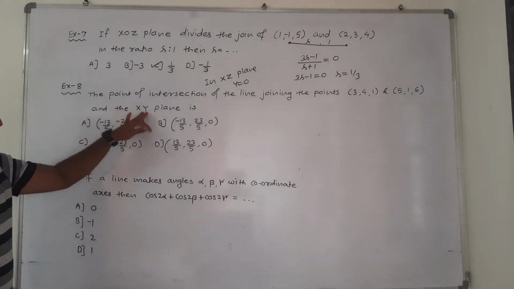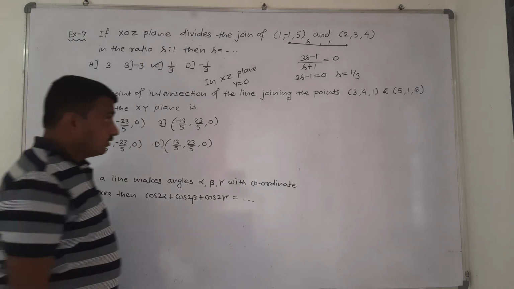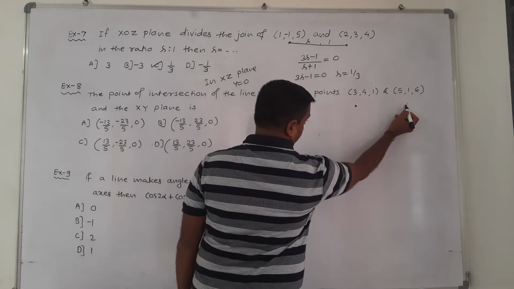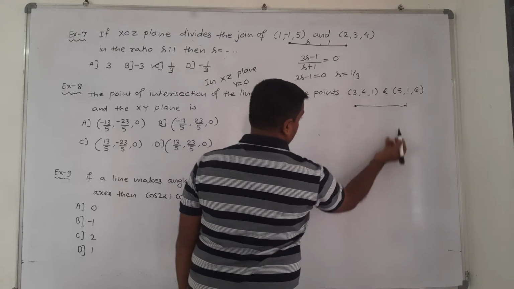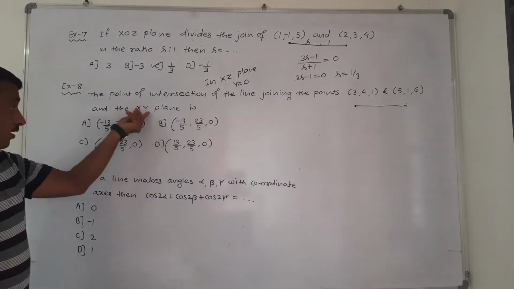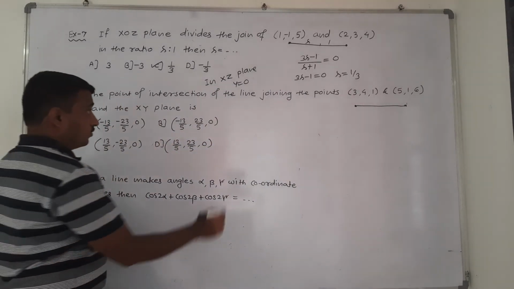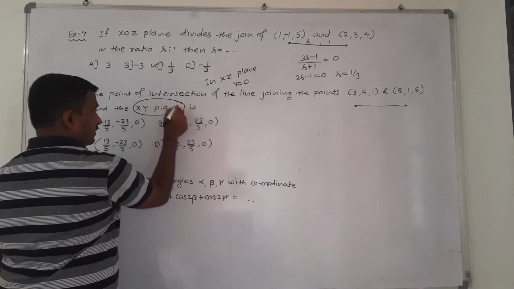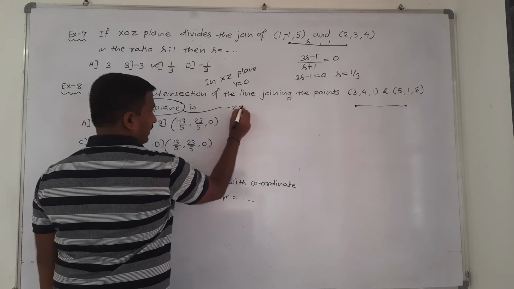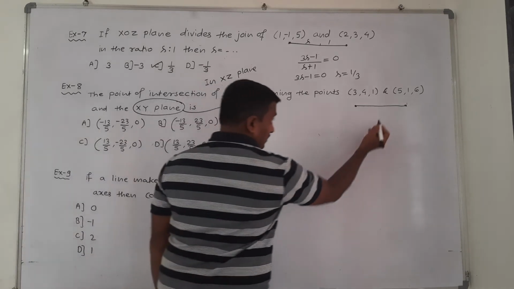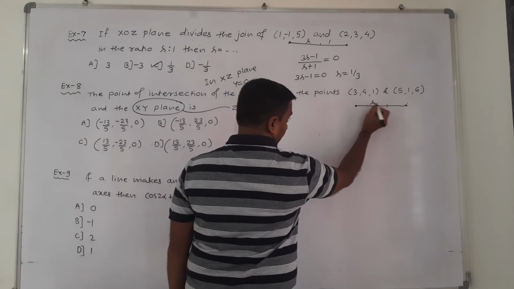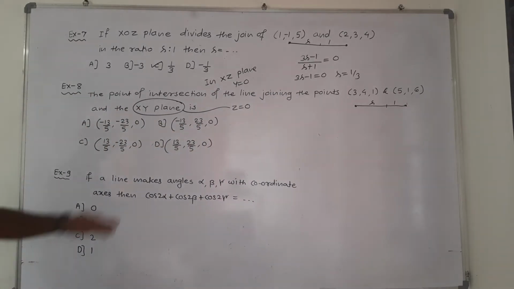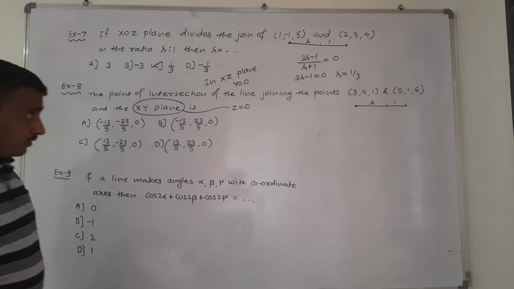the XY plane. Now again 2 points. This is the first point, this is the second point, and the XY plane. In the XY plane, the Z coordinate is always 0. Suppose the ratio is lambda is 1, and for the XY plane, Z is equal to 0.